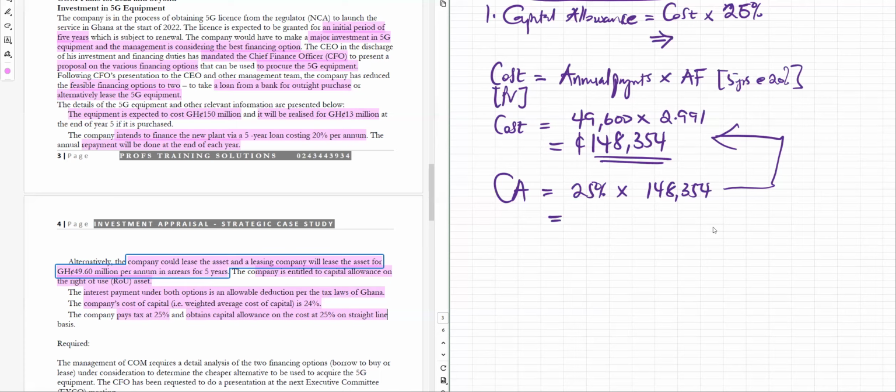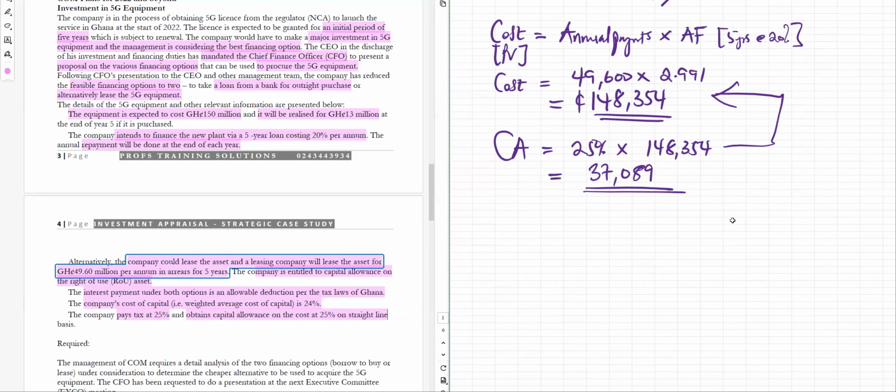So in that case, what do we get? We have 0.25 by 148,354, and that gives us 37,089. Okay, so that is it.